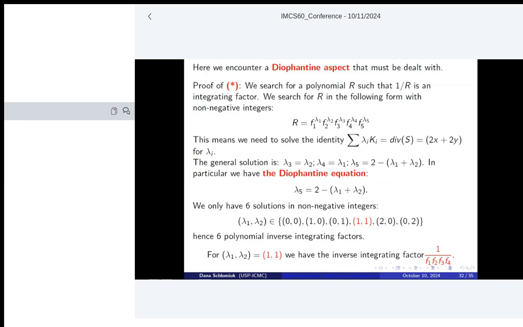And one of them, namely 1, 1: if we have lambda 1 and lambda 2 equal to 1, then all the 4 lambdas are equal to 1, and lambda 5 is equal to 0. So this factor disappears, and we have this. So we have this Diophantine equation, which here is very simple, but if we go to higher degrees or for the curves or even for the system, of course we would get lots of Diophantine equations.